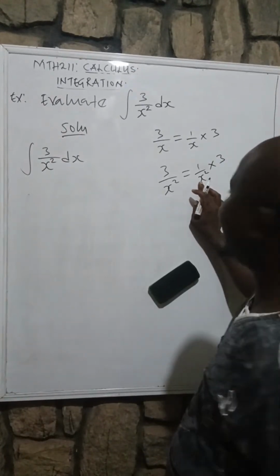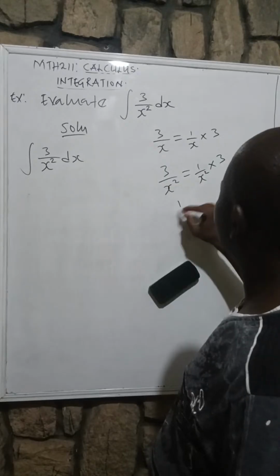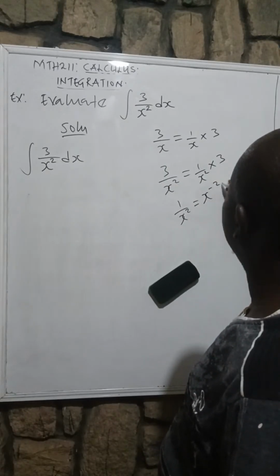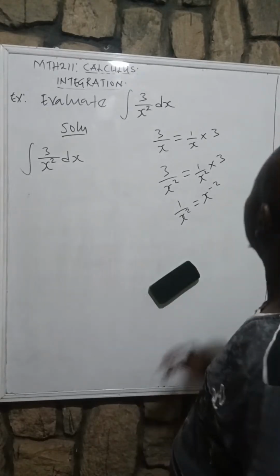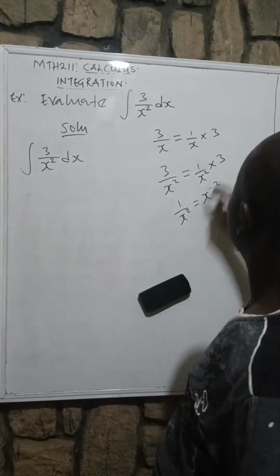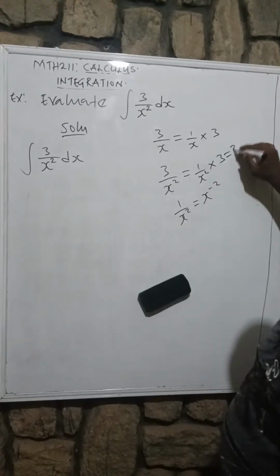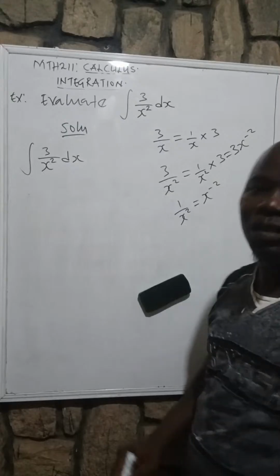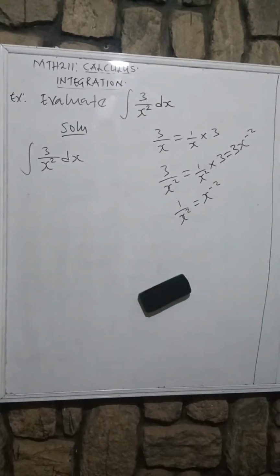Then we apply our indices. We know that if we have something of this one, this is the same thing as x raised to the power of minus 2. True or false? So it means this will now give us 3 times x raised to the power of minus 2. True or false? Look at the board. True or false? It is true, right?